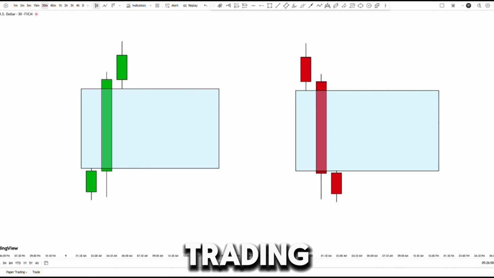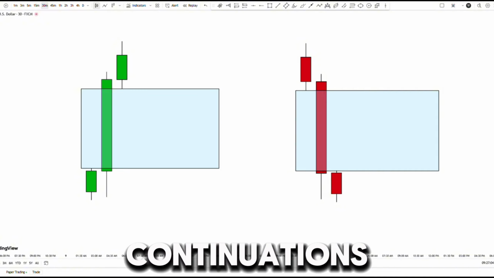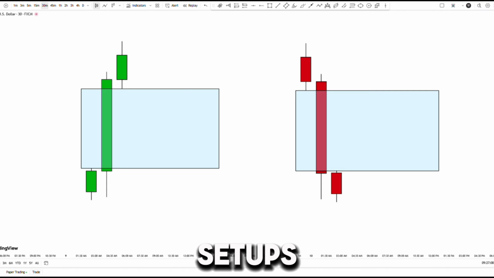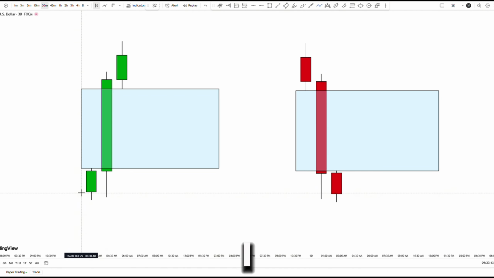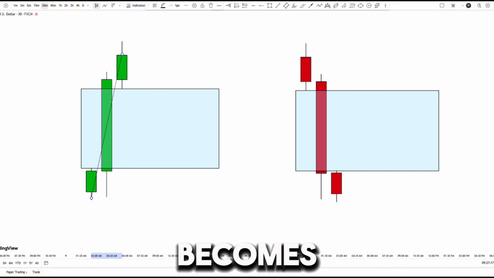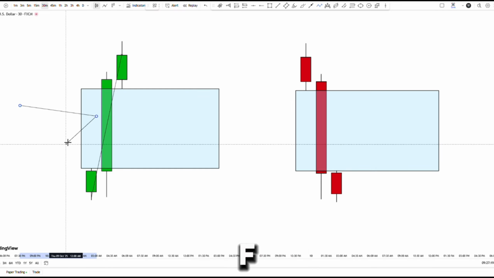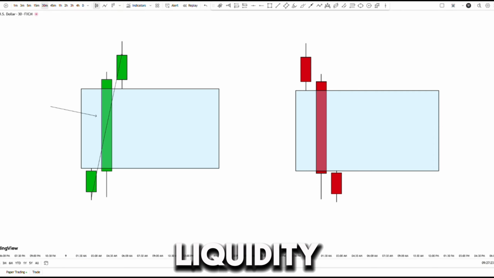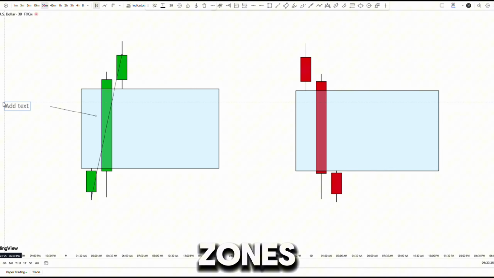Tips and tricks for trading IFVGs. IFVGs are advanced, signaling reversals or continuations after FVG invalidation. Focus on high-probability setups. Identify types in context. Bullish IFVGs form when a bearish FVG is broken upward and becomes demand. Bearish when a bullish FVG is broken downward and becomes supply. Look for them after liquidity sweeps or in discount or premium zones.